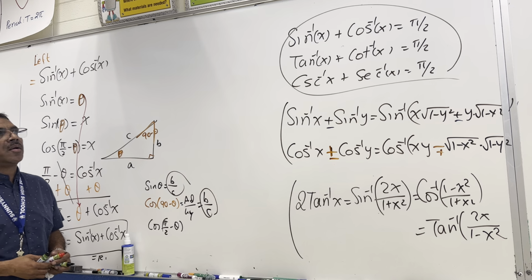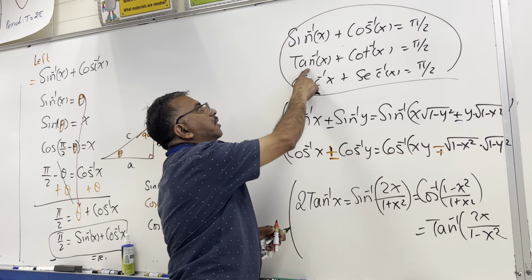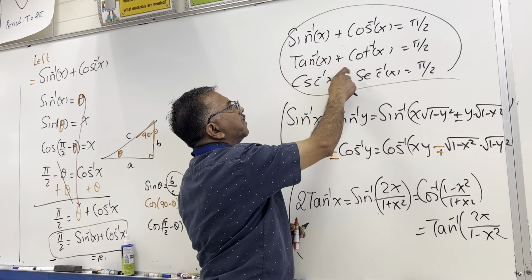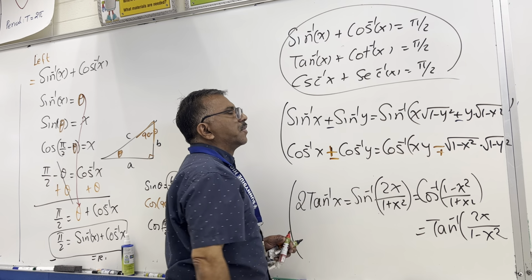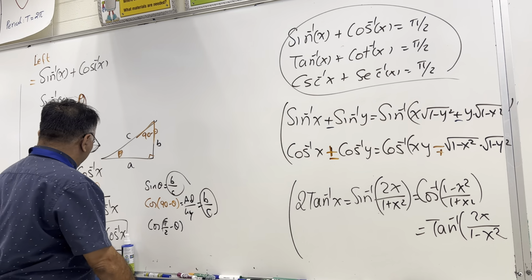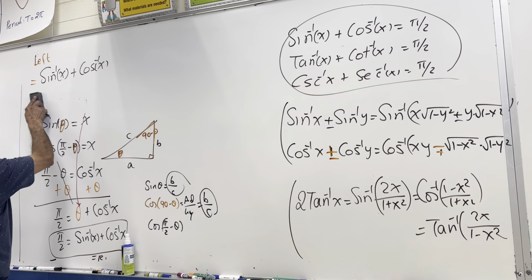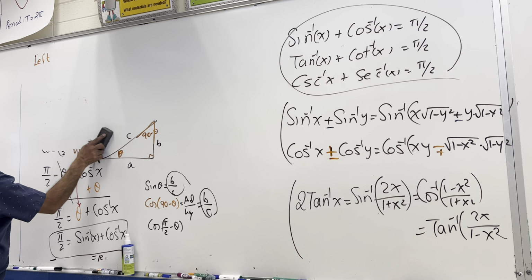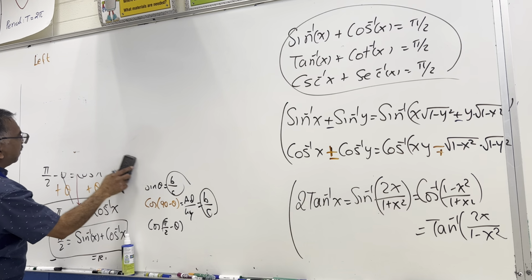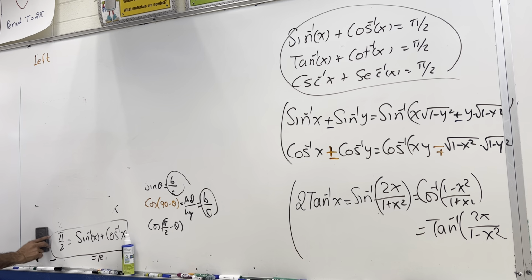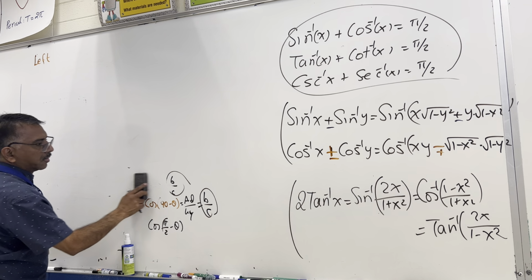Now I want you to try yourself the other ones: tan inverse and cot inverse and cosecant inverse and secant inverse. It's the same thing. Because of the time, I'll just move on. You can try that yourself. Let's do the next set.